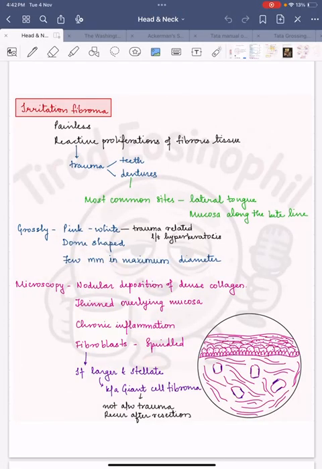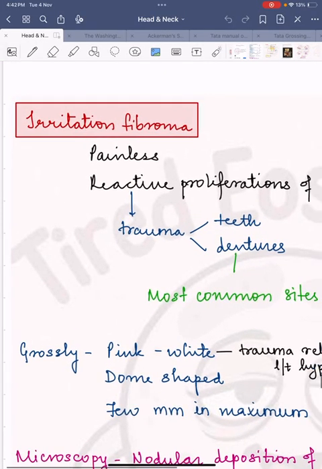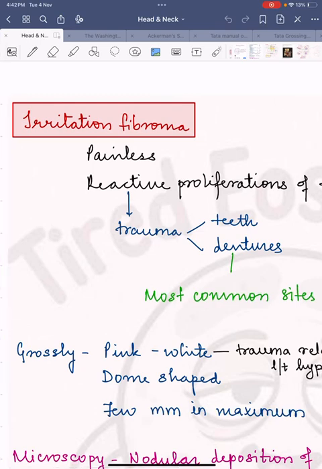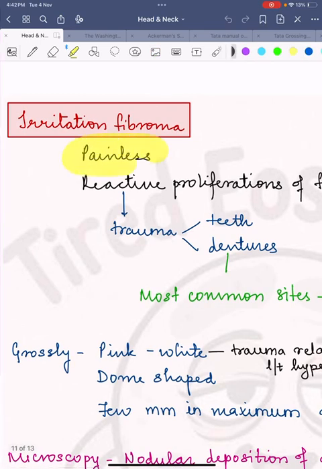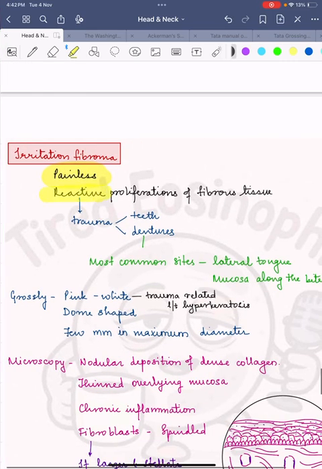We are starting with individual lesions now. The first on our list in the oral cavity is the irritation fibroma. This is the most common feature. It is painless. It is a reactive proliferation of fibrous tissue. So it is reactive, which means it is reacting to something.